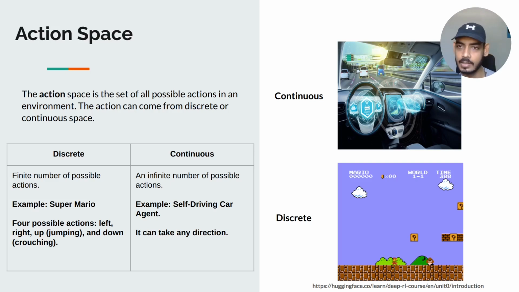Consider you have a self-driving car simulation or agent, where the car can go anywhere. It can move by 1 degree to the left or the right. It can jump, it can fall down, anything can happen. It can do anything, so the action space is unlimited in this case. When it comes to discrete, only a finite set of actions can be done. The examples are the same: one is Super Mario, the other is the self-driving car.